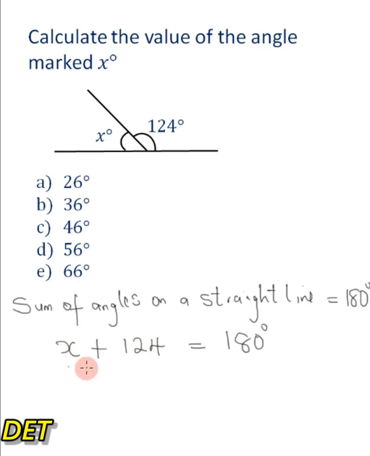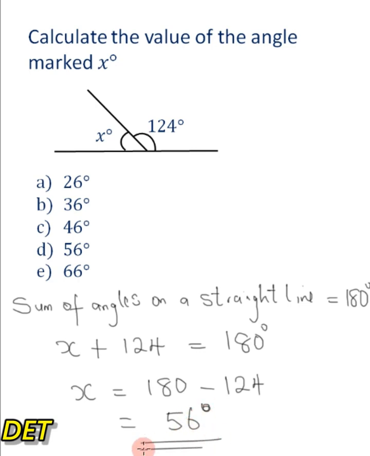You cannot add X to 124, so what I will do here is collect like terms. I will take this 124 degrees to the other side of the equation, where it becomes minus 124. So X is equal to 180 minus 124, which is equal to 56 degrees. This is my answer to this question.